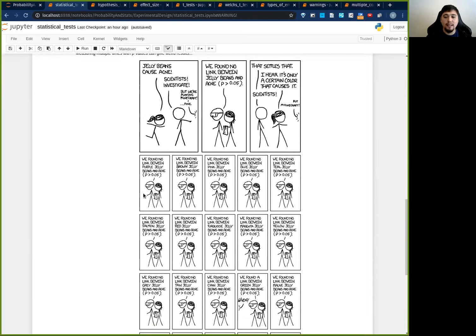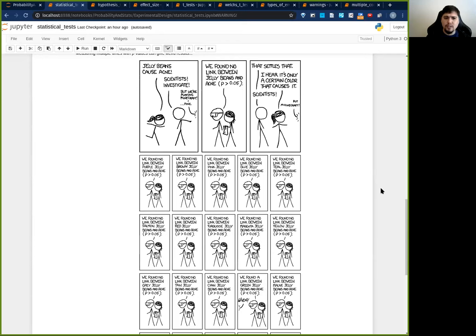In this case, I love this little comic because this is really perfect. The idea here is that the claim is that jelly beans cause acne. And so they hire scientists to actually check this out. Basically, they first say, oh, we found that jelly beans and acne, it's not significant enough, a p-value greater than 0.05. So their significance value is 0.05. And he's like, oh, okay, that means jelly beans don't cause acne.